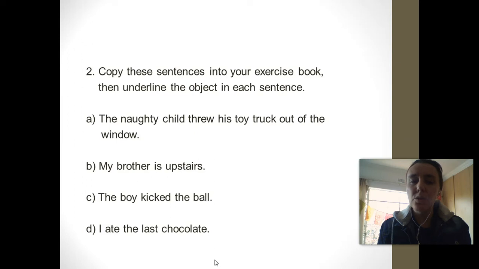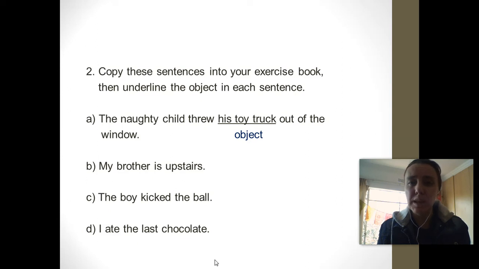So sometimes it's easy to look first of all for the verb. The verb in the sentence is threw. Okay. So we're going to see the naughty child threw what? If you said threw his toy, the sentence would change its meaning, right? If you said the naughty child threw his truck, it would change the meaning too, because that could mean a huge truck out the window. If you said the naughty child threw the window, no, that sentence wouldn't make much sense. So his toy truck is the object that's being acted upon. The child is doing something to which object? His toy truck.